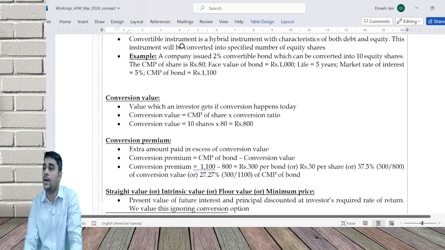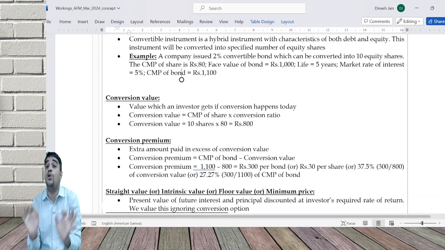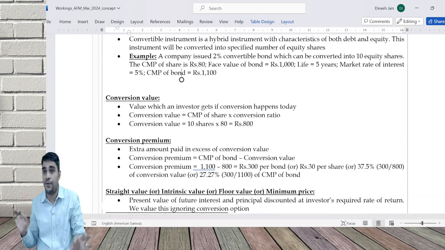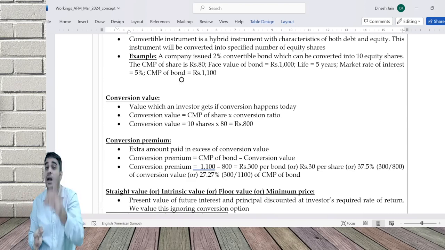800. And what is the current market price of the bond? I don't want any loss if I convert today. That is, if I convert today, give me 1100. That is called conversion parity price. If I convert today, you have to give me 1100.